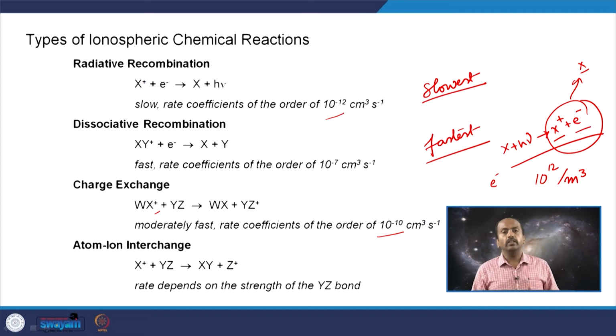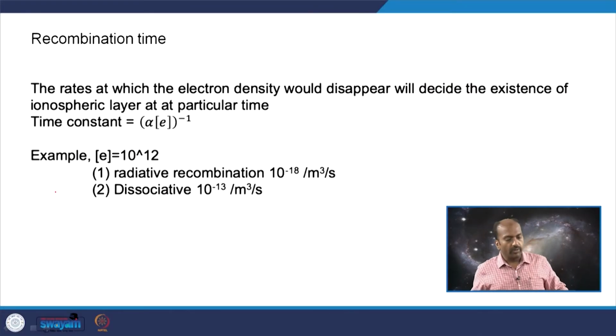So, to explain the nighttime availability of electrons or ions, we need to consider the rates at which recombination happens. Recombination is simply the reaction which makes sure the electrons and ions come together and net charge is lost. Of these processes, dissociative recombination is the fastest. Let us see if that is the case. The rate at which electron densities disappear will decide the existence of an ionospheric layer at a given time.